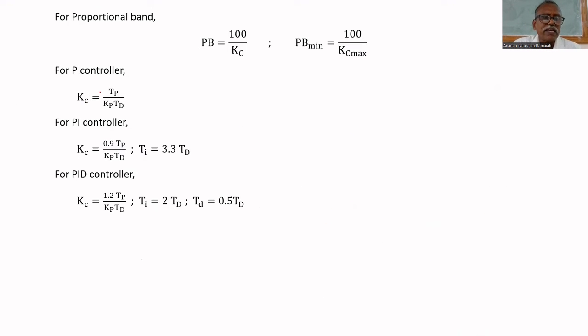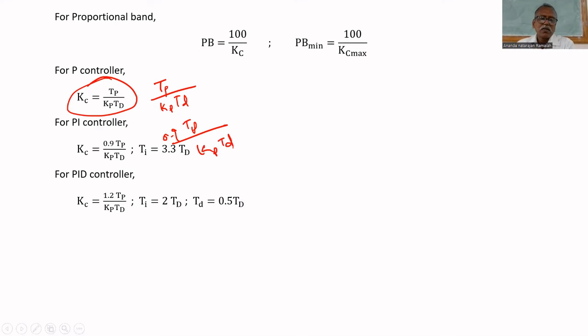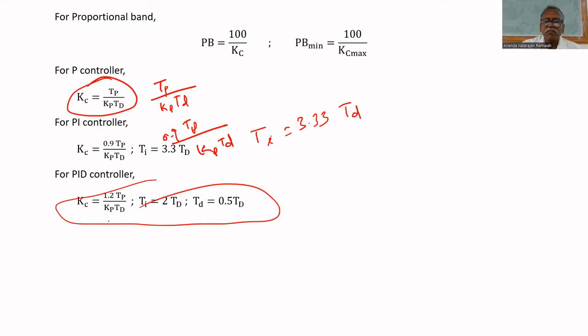This is the formula. Already I told, Kc equal to Tp by Kp multiplied by Td, where Tp is the process time constant, if it is a P controller. If it is a PI controller, 0.9 times Tp by Kp Td. Ti equal to 3.33 times Td, dead time. If it is a PID controller, this is the formula. We are not going to use PID controller. Either P controller or PI controller will be used for level process. That's why first two formulas only will be used.